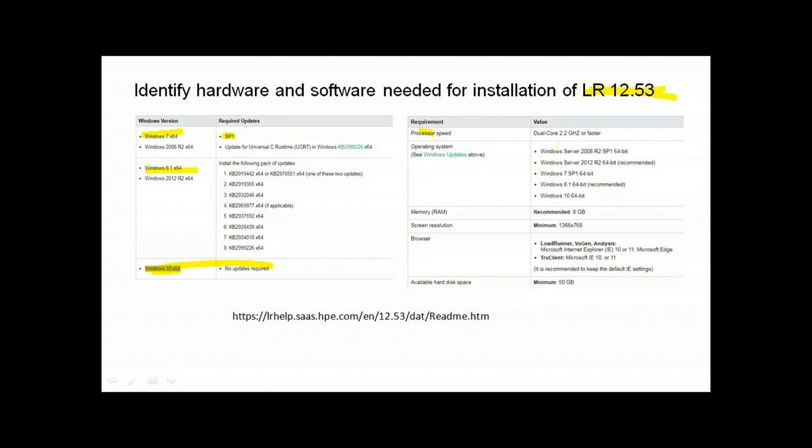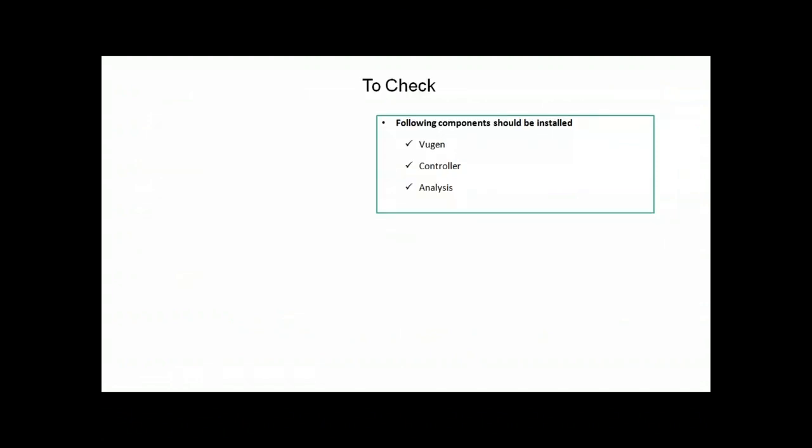The processor again, dual core or better, ideally i3. Mac, it doesn't support. Sorry Srivalli, it doesn't support. So as I said, operating system 7, 8 or 10, again 8 GB recommended. And you can have any browser. The latest version of Chrome should be fine, and 50 GB. Okay, this is for 12.53. It doesn't support Mac, unfortunately.